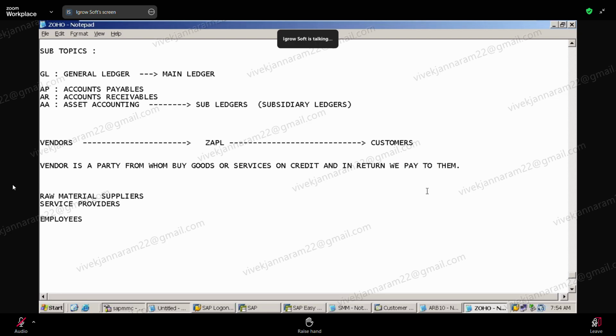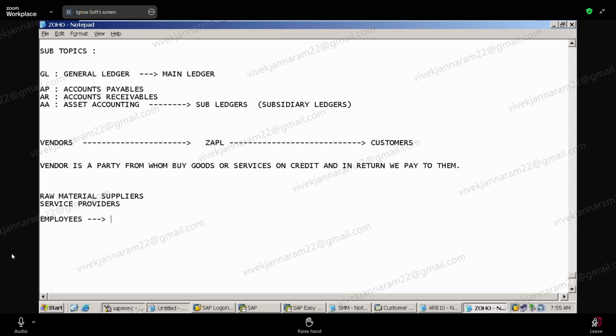Now you tell me, what about employees? Based on this definition, what do you think? Are they vendors? They are giving services on credit, so we are going to pay. Why are you laughing? What do you think, yes or no? Anybody shifted from anything? No, sir. Still no only? Yes, sir. But actually the answer is yes.